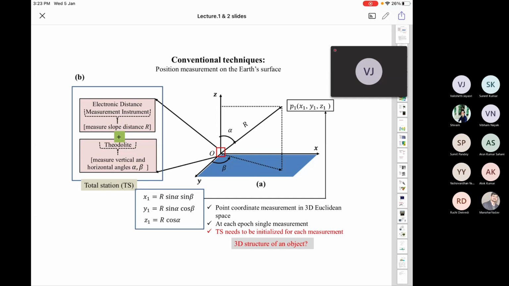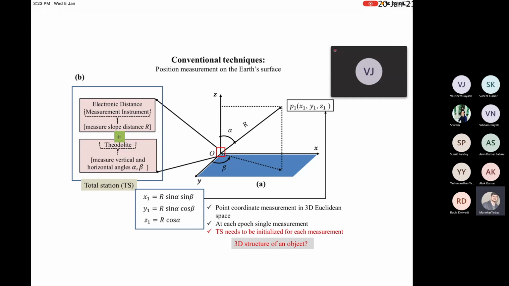If you want to get the coordinates of 5,000 points using a total station, you need to perform the operation 5,000 times. As you see, it is written that the total station needs to be initialized for each measurement. 5,000 times you need to click the TS, one time, one measurement. So it is not a very feasible solution. You need an instrument that, once you initialize it, automatically targets all those 5,000 points without user intervention.